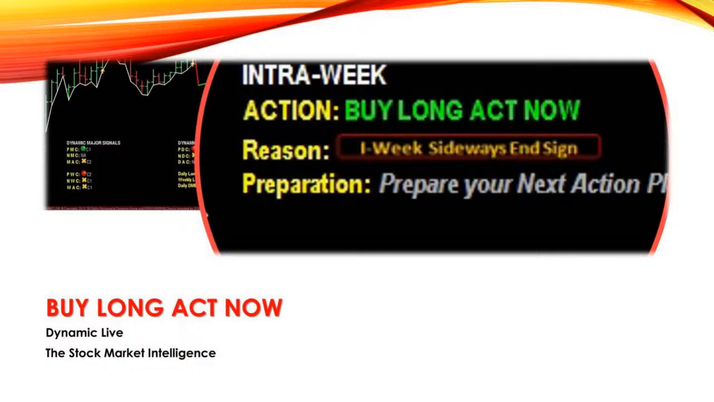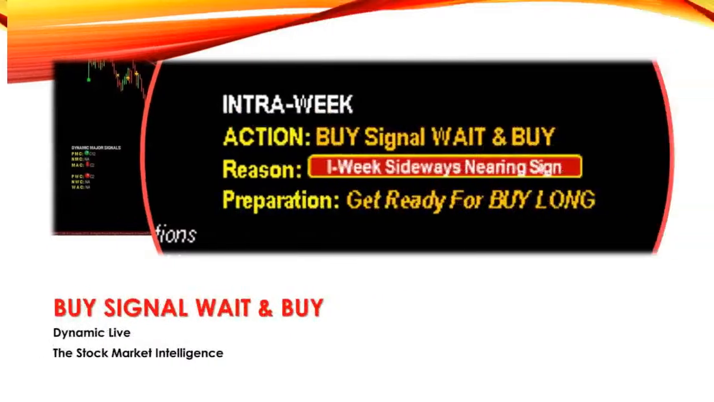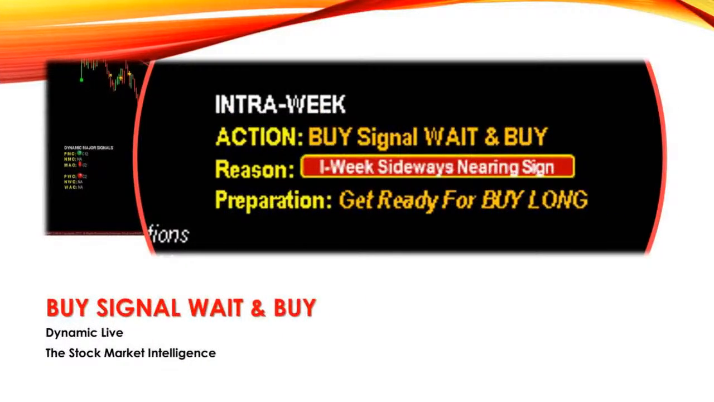But many times when the price is increasing, where normal people will feel that now it has got into an uptrend, Dynamic Live may feel that this is a trap. In such a case, here in the action, it will be written as buy signal, wait and buy. Because it feels that there is some manipulation happening here. The price doesn't look like increasing. It may reverse all of a sudden. So in that case, it is telling you a buy signal has come, but please wait, don't buy this.